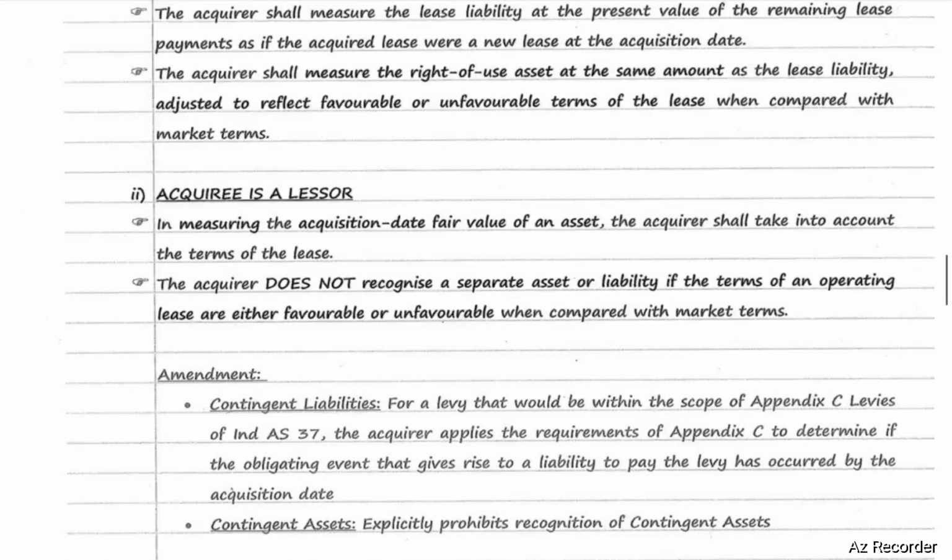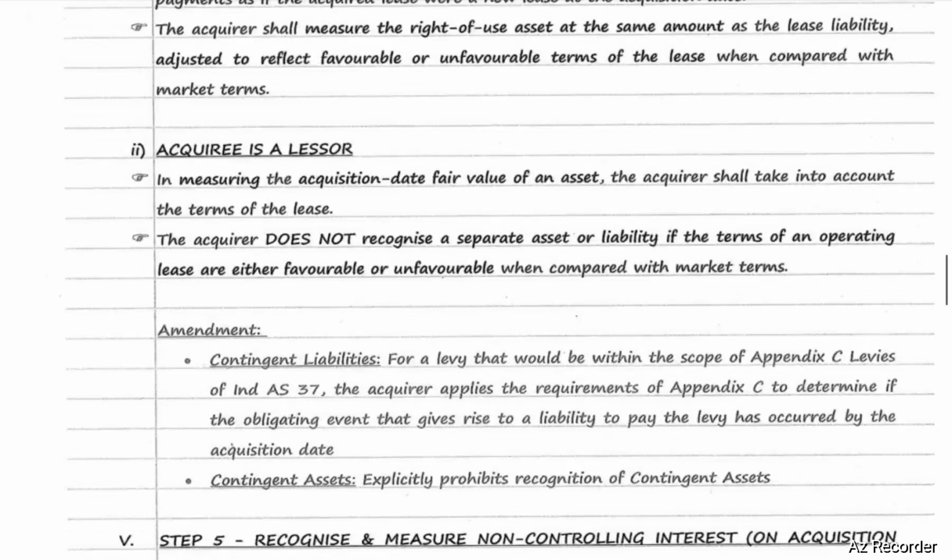Contingent liabilities. For a levy that would be within the scope of Appendix C, Levies, of Ind AS 37, the acquirer applies the requirement of Appendix C to determine if the obligating event that gives rise to a liability to pay the levy has occurred by the acquisition date. Contingent asset: the standard explicitly prohibits recognition of contingent assets. Contingent assets can never be recognized.